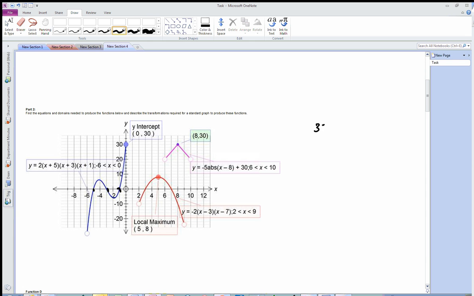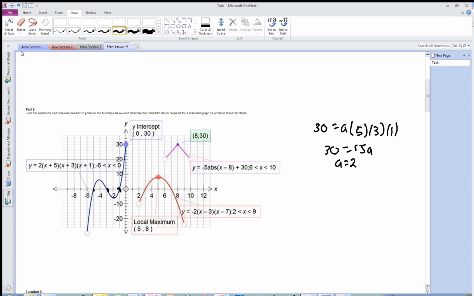So we know that 30 equals some value that we've got on the front, a, and then we've got 0 plus 5, which is just 5, 0 plus 3, which is just 3, 0 plus 1, which is just 1. So we have 30 equals 5 times 3 times 1, so we get 30 equals 15a. So we know straight away that a equals 2. That's where that 2 there comes from.